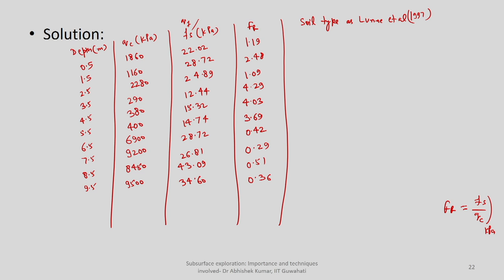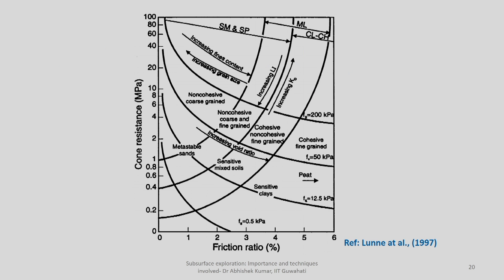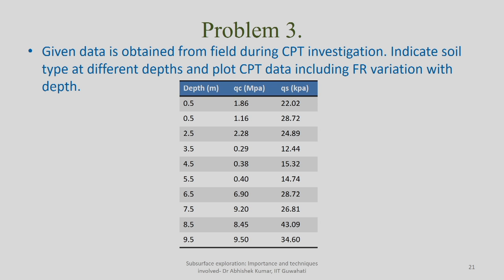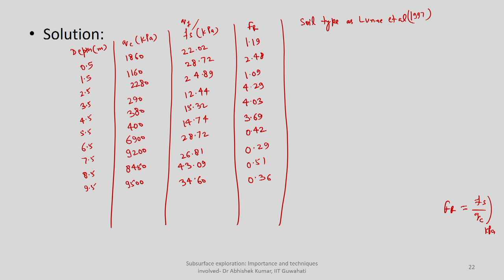Now you have the value of FR and you have the value of QC. Go to the previous slide, this one. Based on the value of FR here, and this is the value of QC, read what will be the soil type from this. So, for your understanding, I have just classified the soil type here. I am writing it directly. You can check with the graph given by Robertson et al.